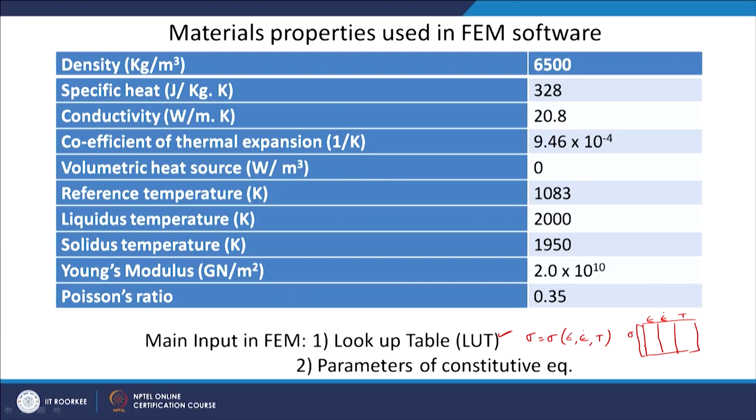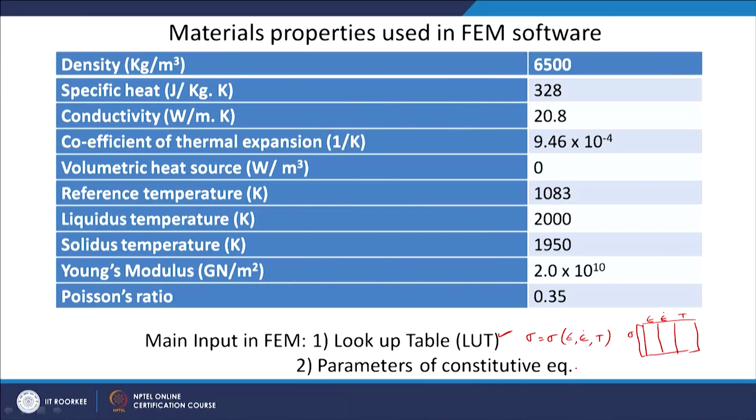So, either you can give a lookup table like this, that you have measured the flow stress at different strain rate and temperature, and that data you give to the software, and it develops an NN model, and the software uses that for FEM simulation. Another approach is to develop the constitutive equation, and then you feed that constitutive equation. So, you are not giving data per se, but you are giving the material constants.